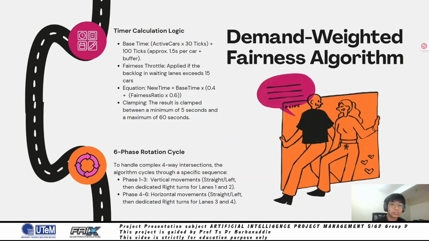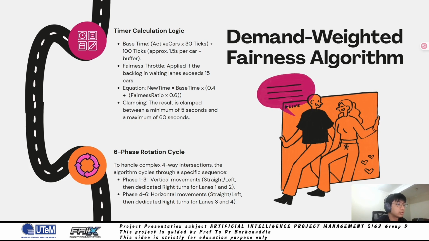The brain of this system is our demand-weighted fairness algorithm, which balances efficiency with fairness through two main components. One component is the timer calculation logic. We calculate the green light duration using a specific formula: baseline equals active cars multiplied by 30, plus 100 ticks.